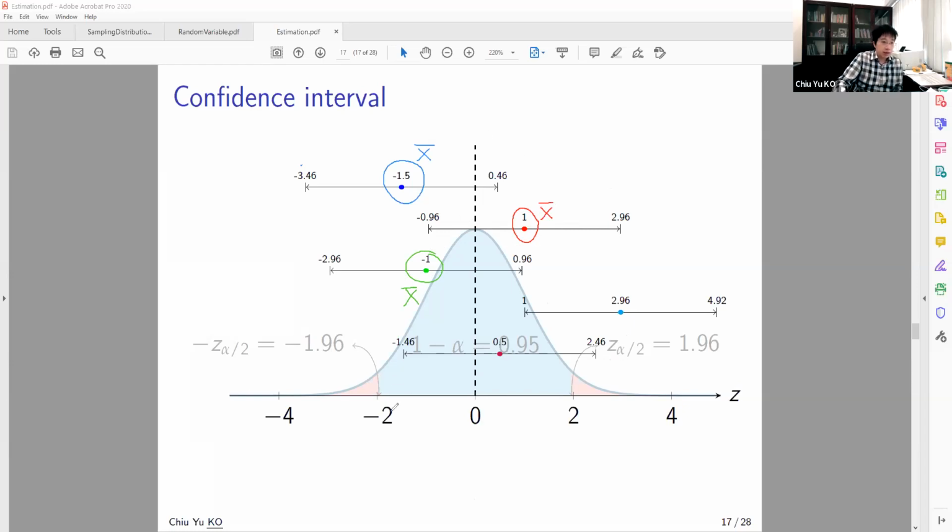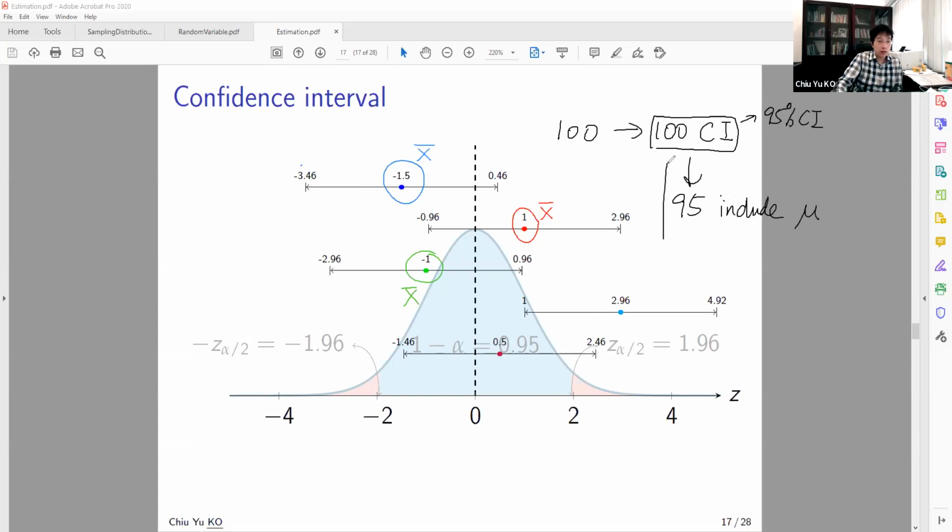If you construct 100 samples, then you have 100 CIs. If we construct 95% CIs, what does that mean? It means that out of these 100 CIs, 95% of them, 95 of them, include mu, and 5 of them do not. We don't know which ones, but we just know 95% include it and 5% do not.